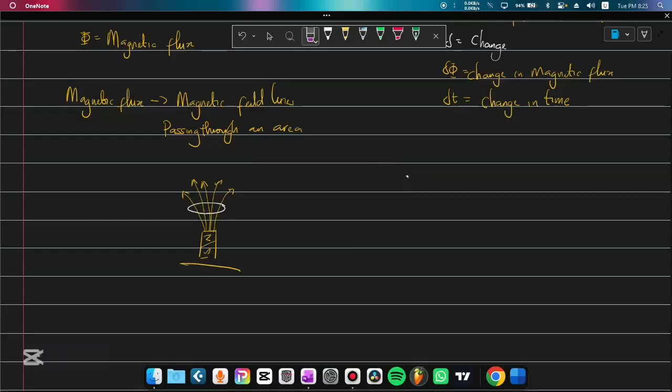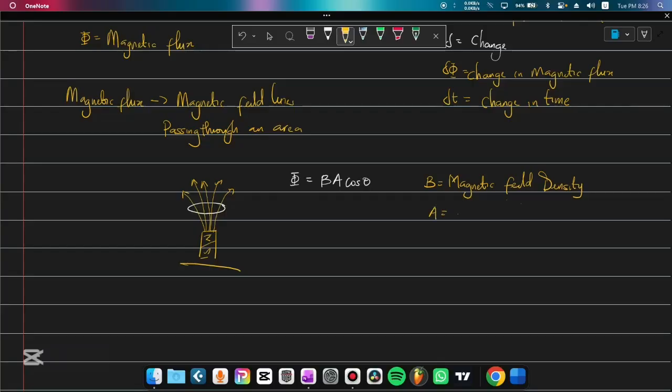To calculate the magnetic flux, we need to understand that magnetic flux, represented by phi, is equal to B multiplied by A cos theta. Are we together? And we have to start writing everything one by one. What does this B represent? The B represents the magnetic field density. How many field lines do we have in the magnetic field? That's the magnetic field density.